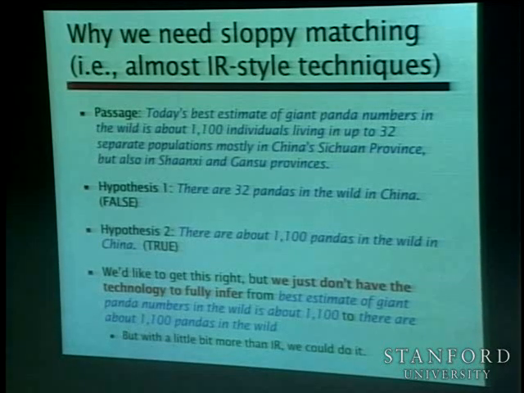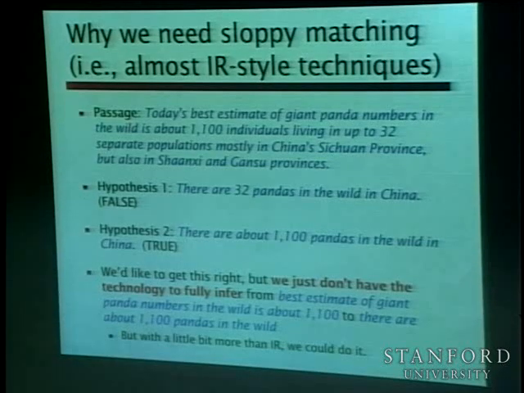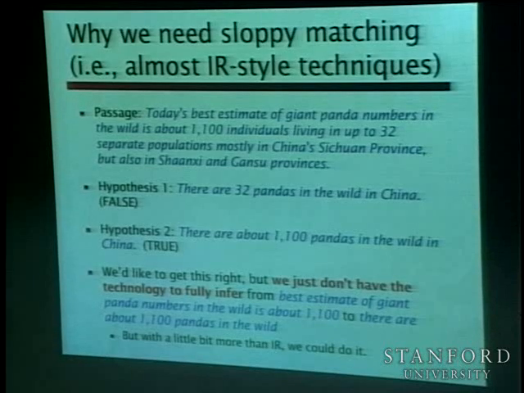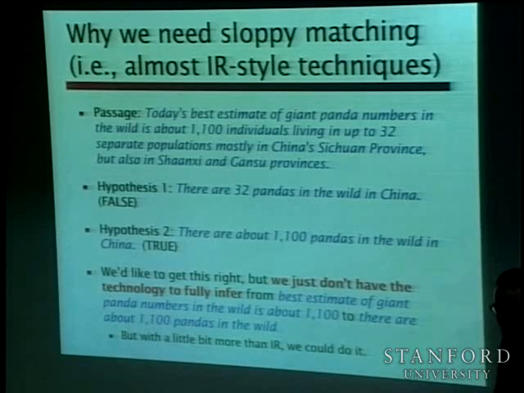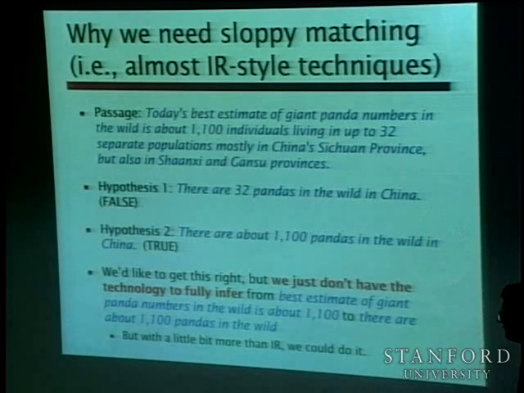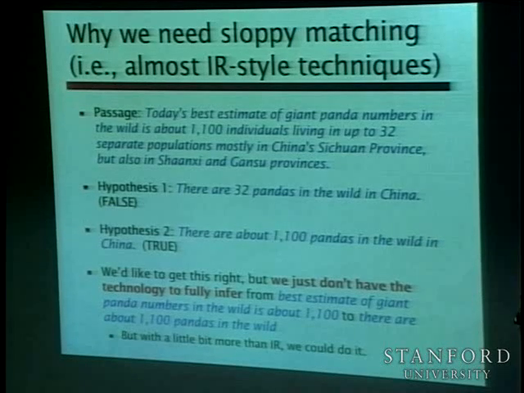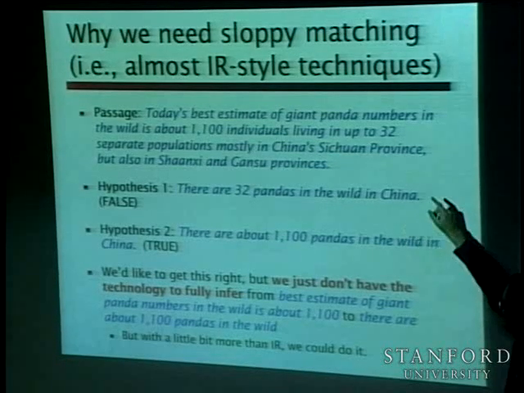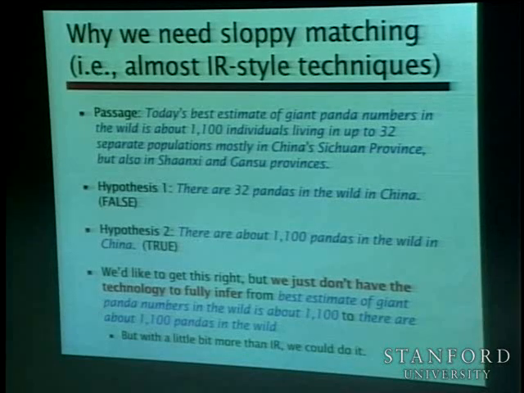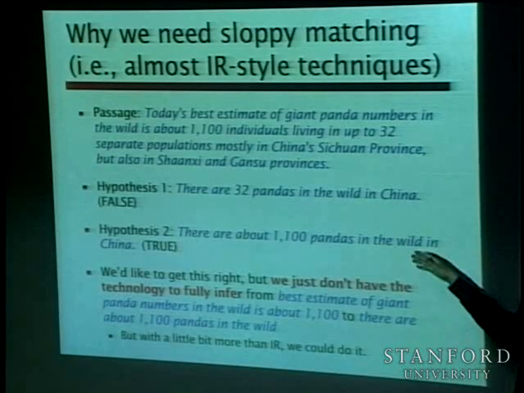So here's the passage. Today's best estimate of giant panda numbers in the wild is about 1,100 individuals living in up to 32 separate populations, mostly in China's Sichuan province, but also in Shaanxi and Gansu provinces. Apparently the pandas did really well in the earthquake. No pandas died. Goes to show you're better off not being in a building. Okay, and then the hypothesis is there are 32 pandas in the wild in China. I should say, I'm contrasting two hypotheses. This one is false, and there are about 1,100 pandas in the wild in China, and this one is true.